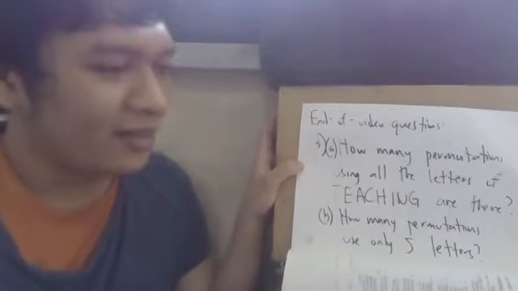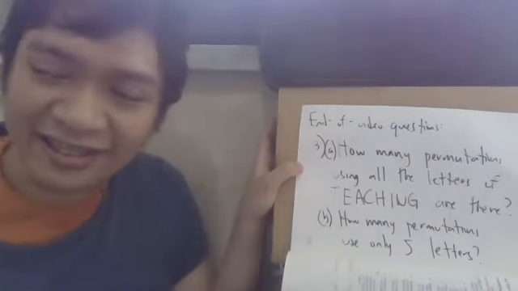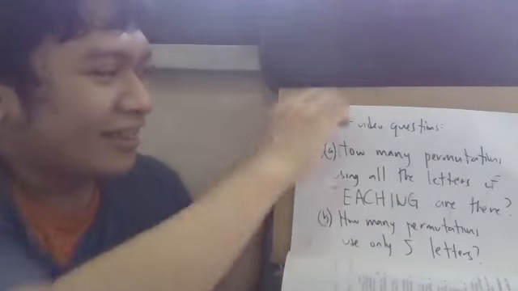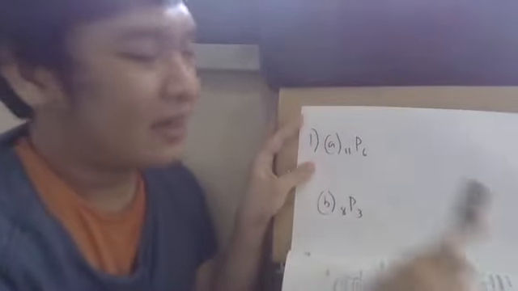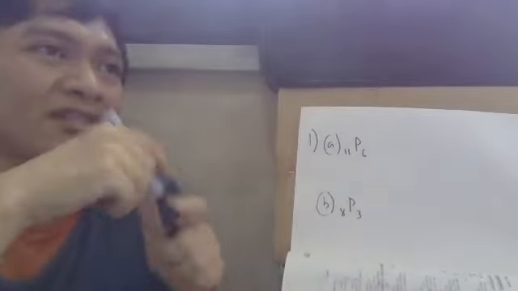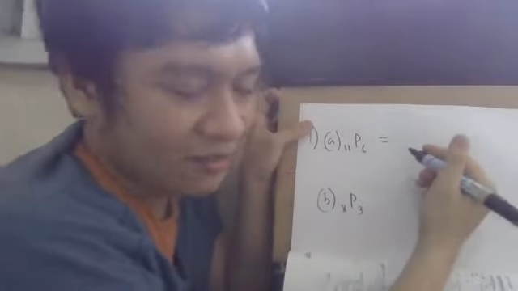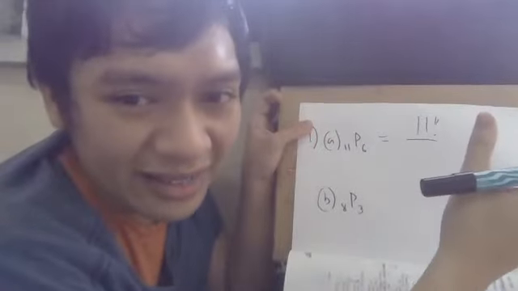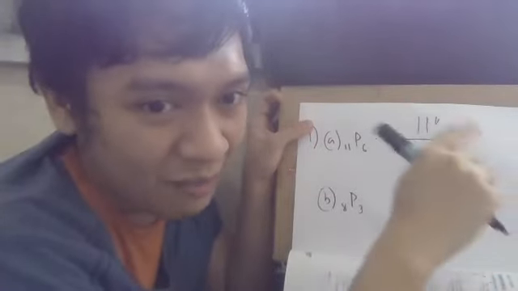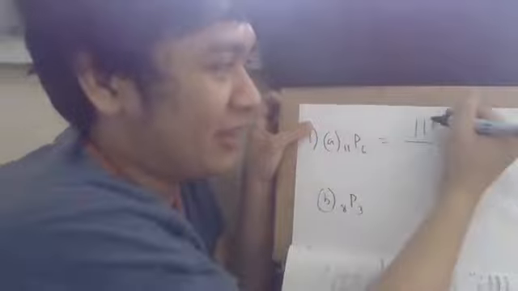Ready? Mga tumatangkilik sa math, mga kakwentuhan. 11P6. Number of permutations of 6 objects taken from 11. Kasi straightforward way of applying the formula. Ito para lang mahasa yung kakayahan nyo sa paggamit ng formula ng permutation.